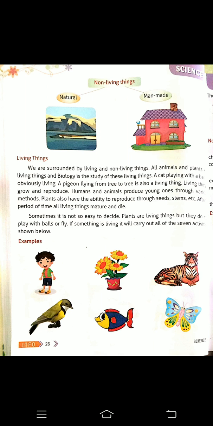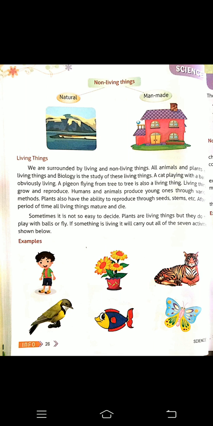Okay children? So sometimes it is not so easy to decide. Plants are living things, but they do not play with balls or fly. If something is living, it will carry out all of the 7 activities shown below. So sometimes we can't decide it easily.